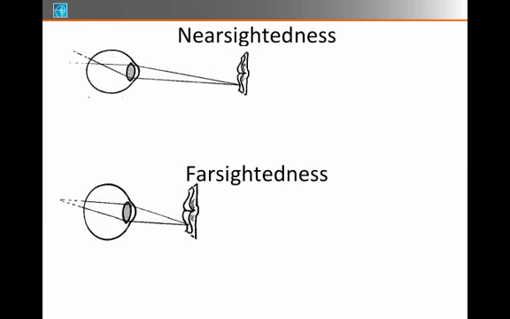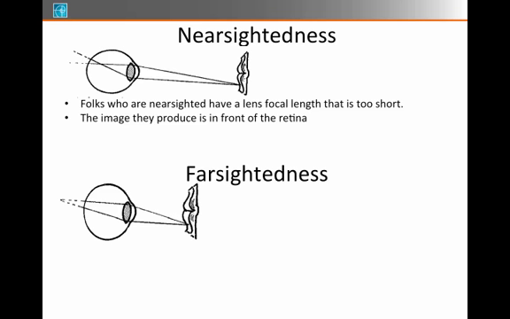There are some abnormalities in some folks' eyes, and that is that they are either nearsighted or farsighted. And that has to do with the match of the focal length to where it should be in order to get a good image at the retina. Nearsighted folks have a focal length lens that's too short. As a result, the image they produce is out in front of the retina. It's too short a distance. It doesn't fully span the diameter of the eye. By the time the light actually reaches the retina, it's out of focus again because the rays have started to diverge.